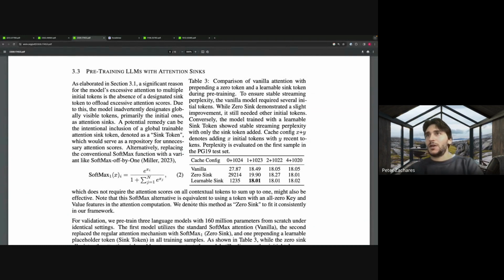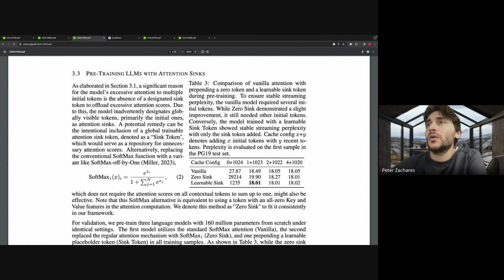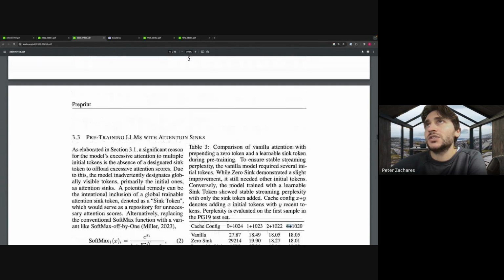Sorry for the rambling at the end, but I hope I've given you guys a bit of an idea of what an attention sink is and the two different methods they propose, which is one, adding a learnable sink, and one, just including the first four tokens in all your windowed attention.